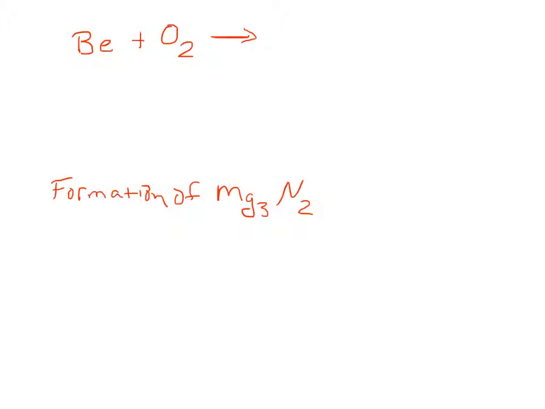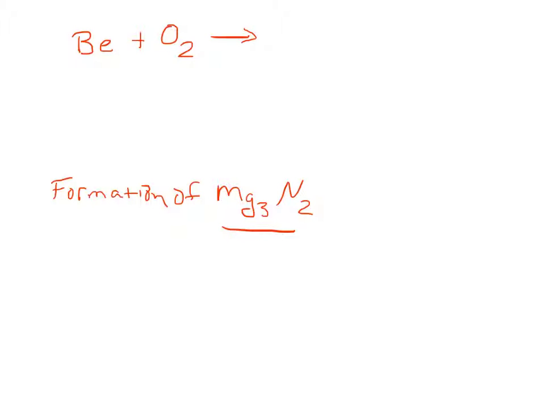I would like you to do these problems. So we're talking about combination reactions. So take a look and figure out what would happen if you get beryllium plus oxygen, and figure out what would happen if you got what would take to form magnesium nitride. Okay, it would actually be, yeah, that'd be right, magnesium nitride. Alright, so stop the video, go ahead and do this.